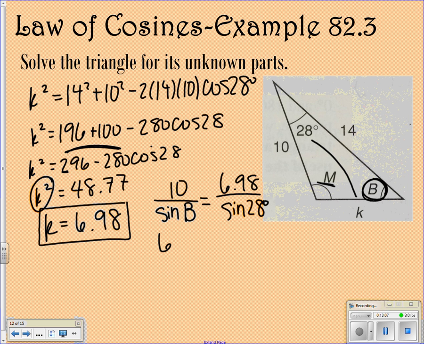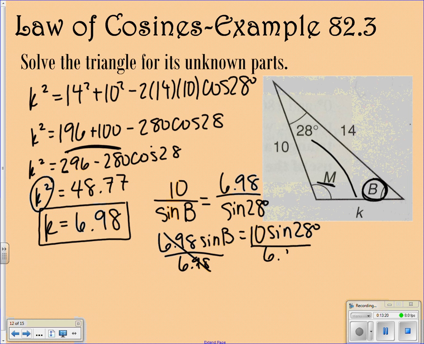So I have 6.98 sine of B equals 10 sine of 28, divided by the 6.98. And so the sine of angle B is 0.67. And so you're going to do the sine inverse of that whole decimal that they gave you in your calculator, not just the 0.67. And so your angle is going to be 42.24.